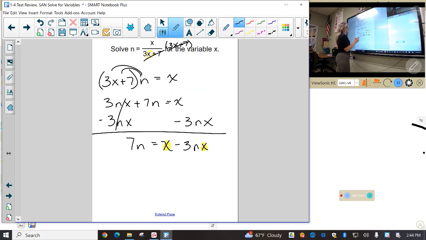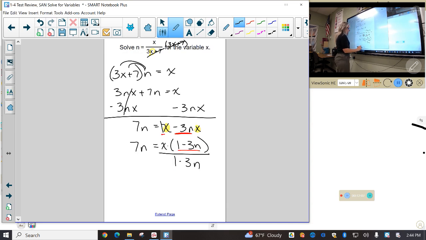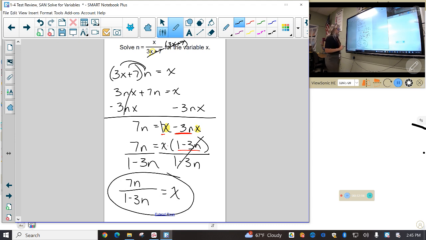Just be careful here because when you take it out, what's left? Well, there's an imaginary 1 in front of every single variable. 1 times x is just x. So I have x on the outside and it's 1 minus 3n left on the inside if you look. 1 minus 3n. And then divide by whatever's attached to your x, 1 minus 3n. This one cancels. So 7n over 1 minus 3n equals x.